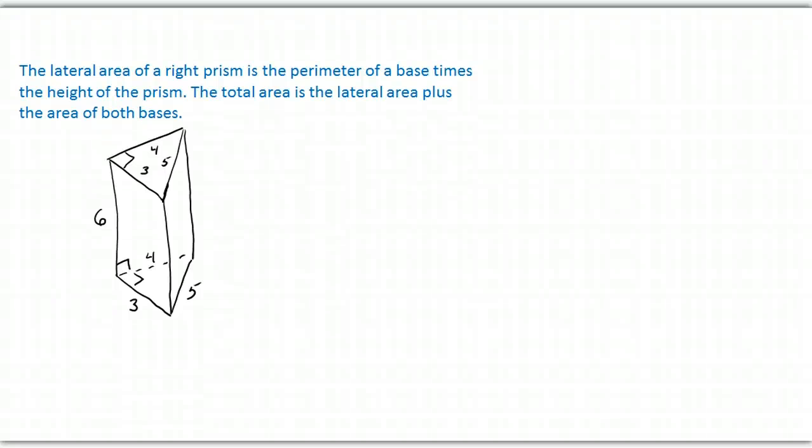So, the lateral area of a right prism is the perimeter of the base times the height or the altitude of the prism. The total area is the lateral area plus the area of both the bases. So let's figure out the lateral area of this prism. And I've got a right triangle for my base. Okay, so that's going to make it easy to find the areas there.